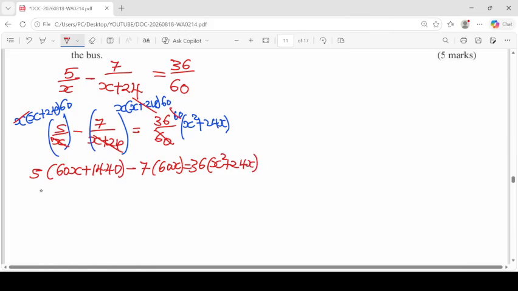Let's open the brackets. This will be 300x plus 1440 multiplied by 5. You get 7200 minus 420x is equal to 36x squared plus, when you take 36 and multiply by 24, you get 864x.